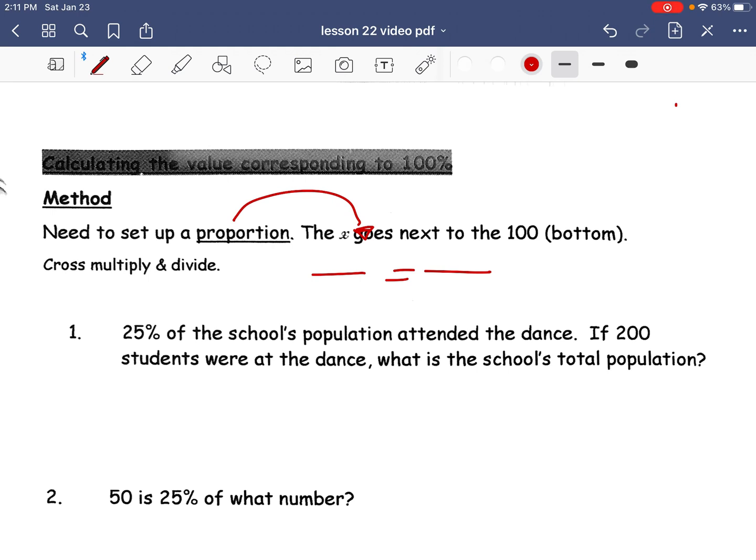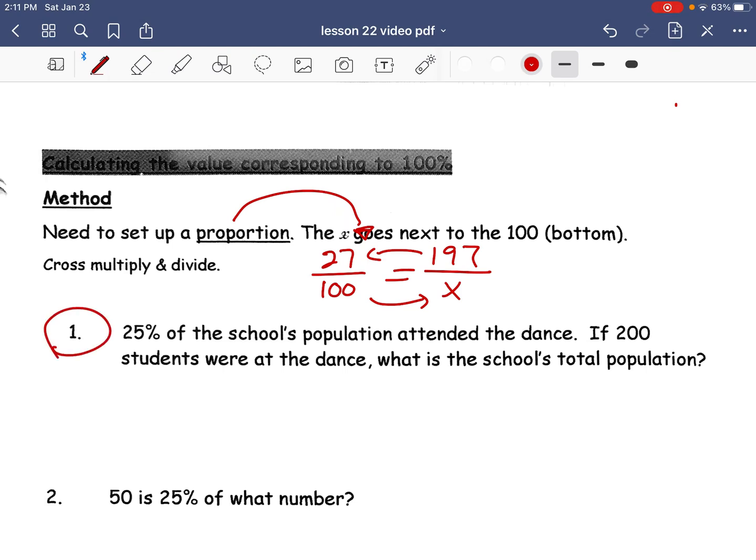Here, when it talks about corresponding to 100%, that means here's my 100%. Let's pretend we're talking about 27%. They want to know this. Your x is on the bottom. You want to know the real value. And let's say I have 197. That represents 27%. Then you would cross multiply and divide.